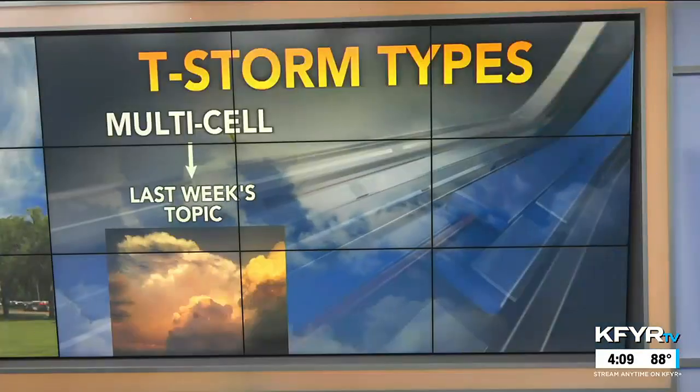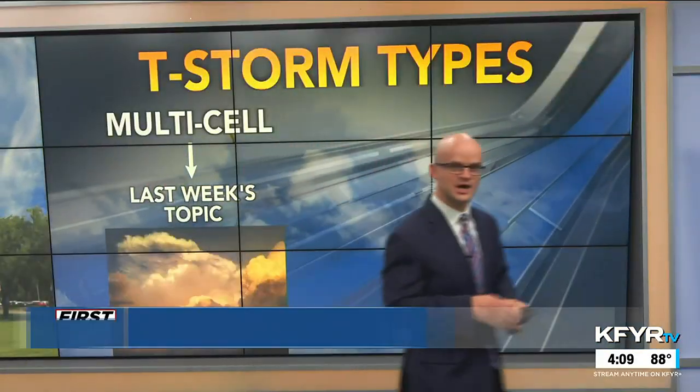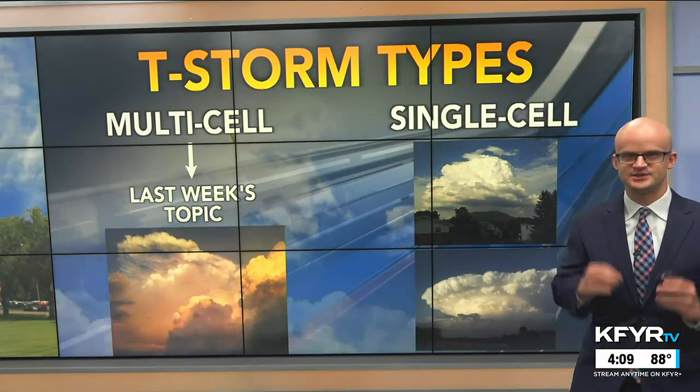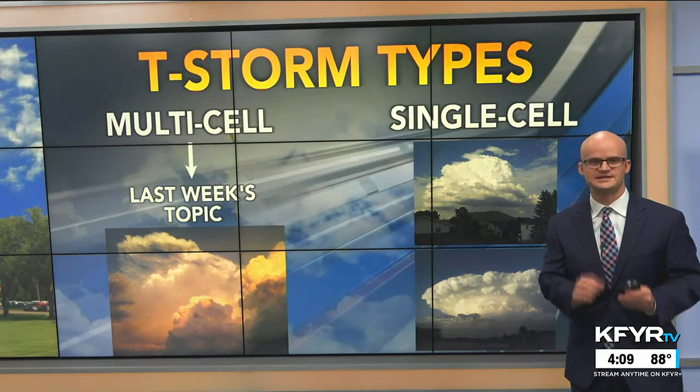Well, you know, last week we talked about multi-cell thunderstorms, and this week a little bit of a different take on single-cell thunderstorms. Jacob? Yeah, so single-cell storms can be your garden variety, non-severe storms, but they can also lead to supercells that are discrete storms, single-cell storms that produce our most prolific severe weather.